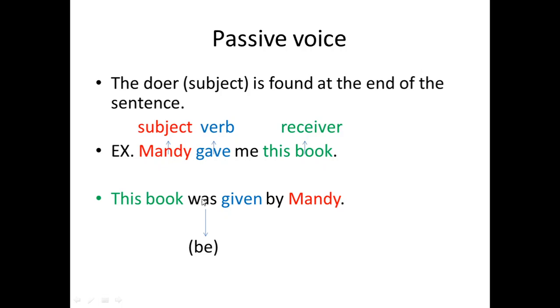And why is it in the past? Because we have the verb in past. The tense of the sentence is in the past. Gave me, right? So singular, and also it is in the past. So we have to choose was, right? And then what did we do? Excellent. We chose the third form of the verb give, gave, given. The third form of the verb, right? Given. And then by Mandy. That easy. This book was given by Mandy. A passive voice.